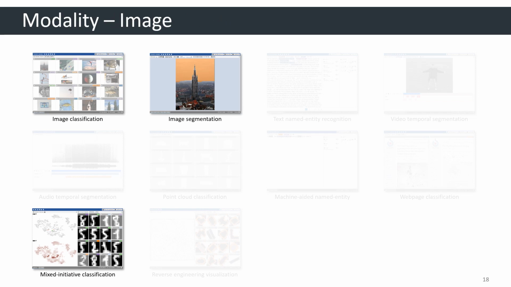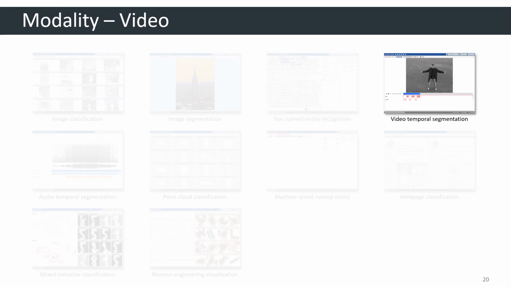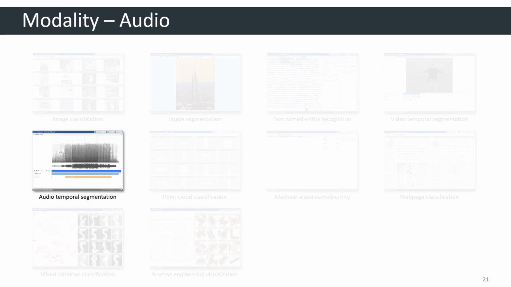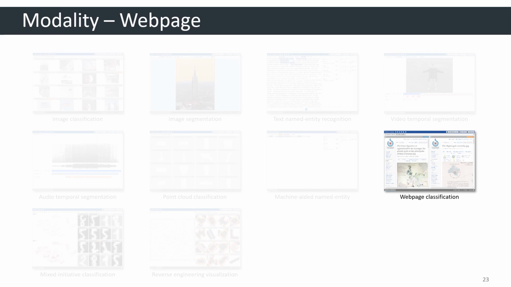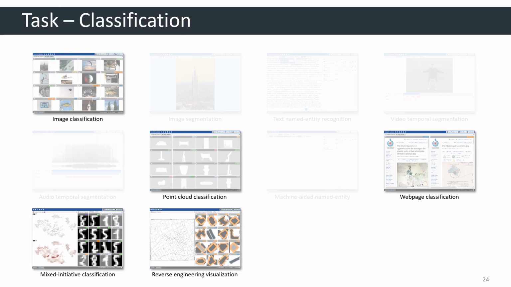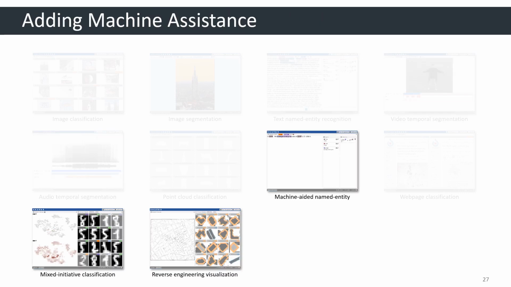They cover various data modalities, such as image, text, video, audio, point cloud, and web page. They cover various label tasks, such as classification, segmentation, and temporal and textual span tagging. Some of them incorporate machine assistance to accelerate the labeling process, such as providing machine-predicted default labels and using active learning strategies.